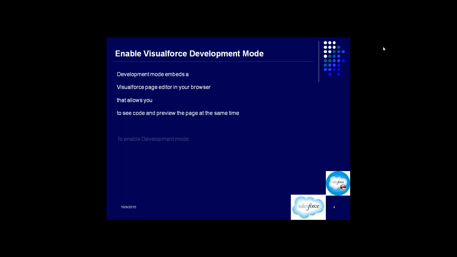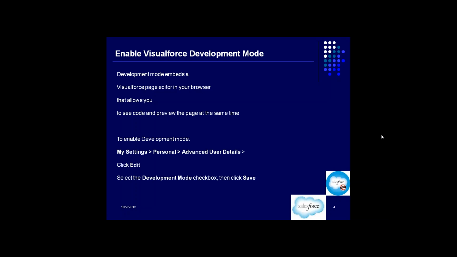The process is pretty simple. To enable the development mode, all you have to do is go to My Settings, Personal, Advanced User Details, click on Edit, select the development mode checkbox and click on Save. That's all you have to do in terms of enabling the development mode. So let me quickly do it and show it to you on Salesforce.